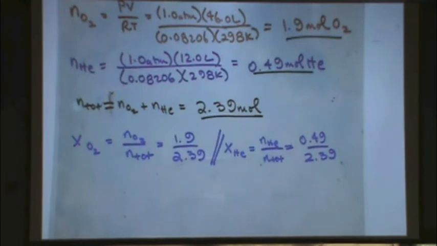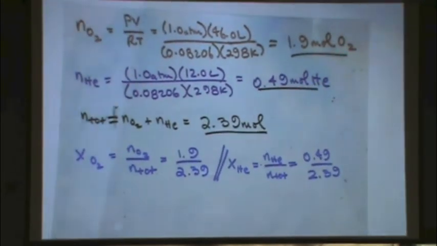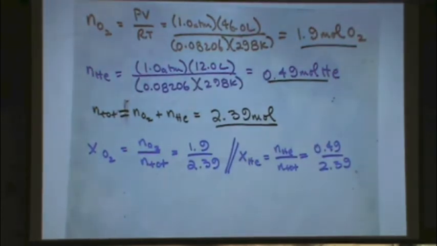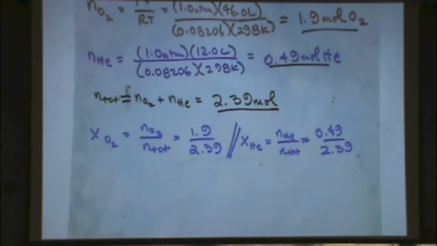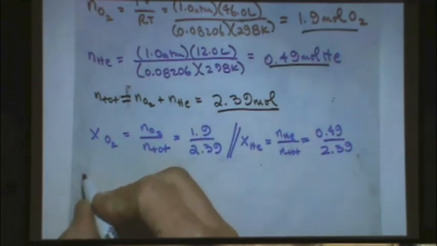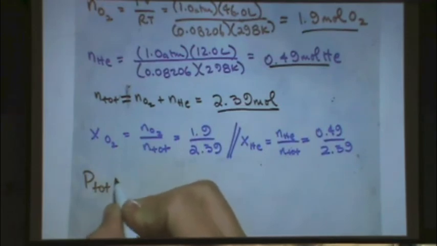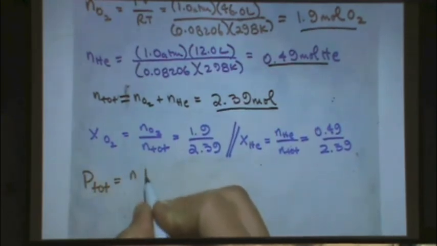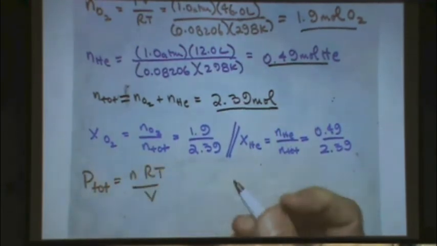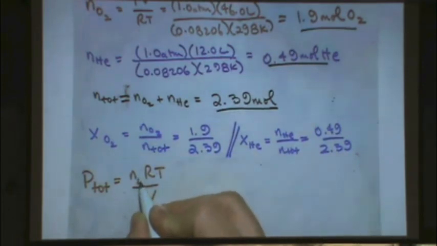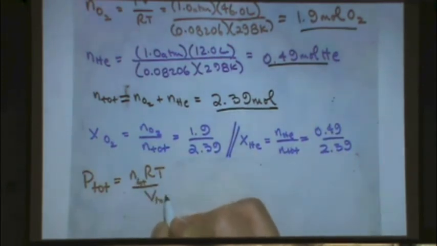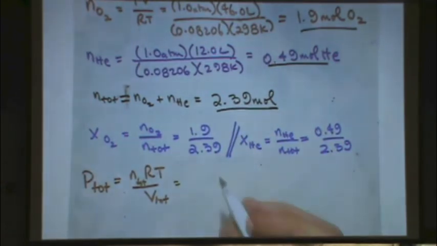Okay, the next step that we typically go for is the total pressure. Now, sometimes the total pressure is given, and you don't have to calculate it. But if it's not given, here's how you would do it. So the total pressure is going to be nRT over V, but because we're talking about totals, we want the total moles and the total volume, which is convenient. That's why we found the total moles earlier.